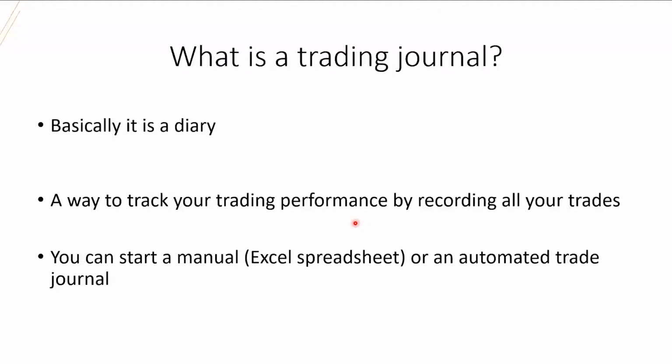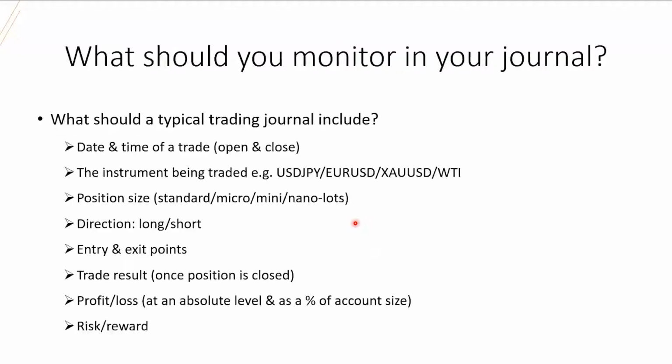You can use either a manual trading journal, which is basically an Excel spreadsheet, or you can use an automated journal, which are available online. The majority of them are subscription based. So depending on what you're looking for, you could subscribe to a relatively cheaper monthly payment, or you could get something with all the bells and whistles that would cost you a little bit more.